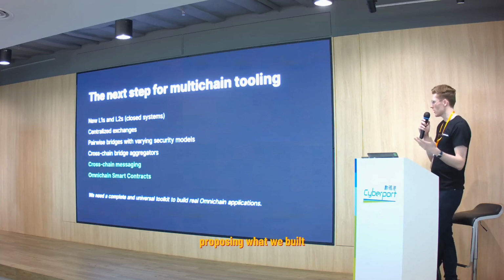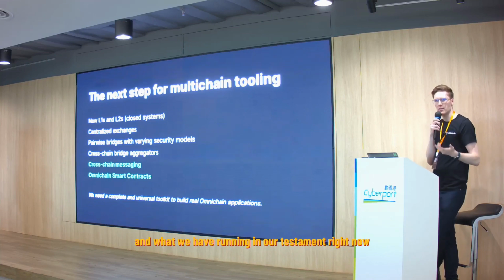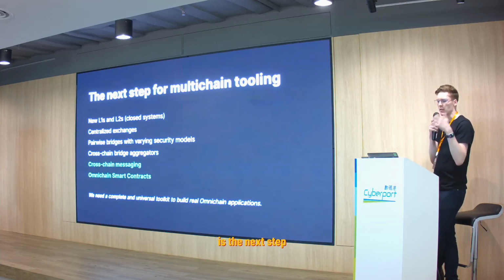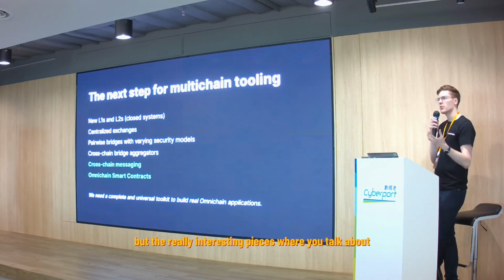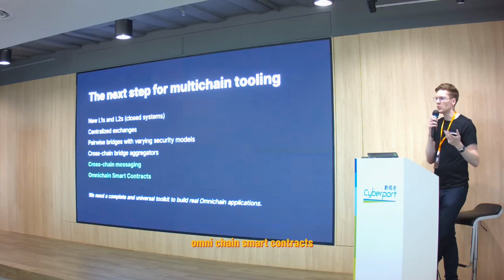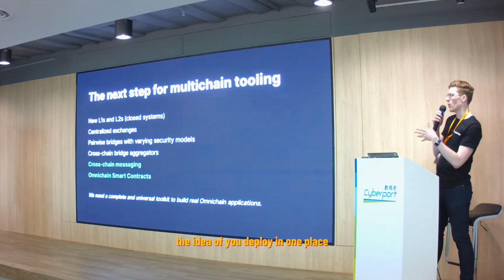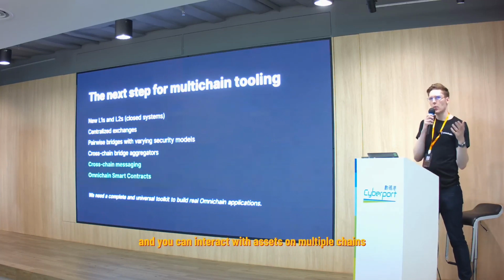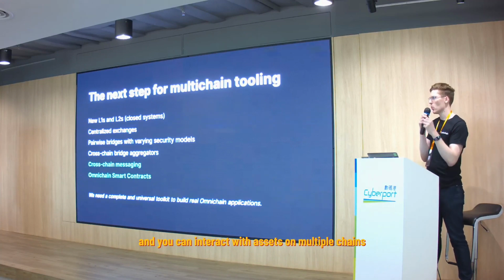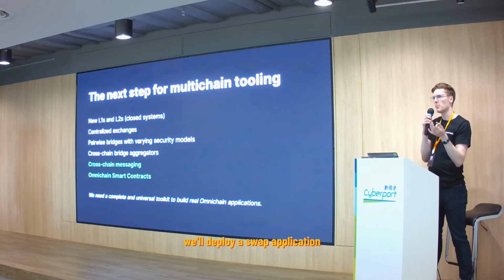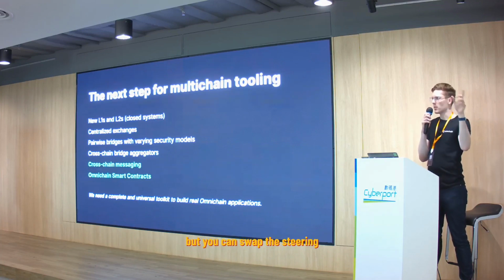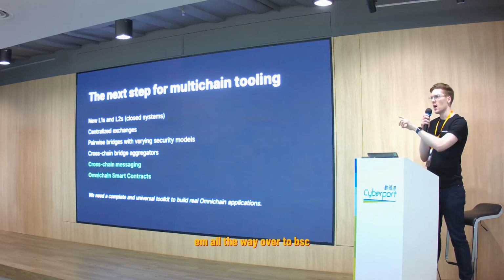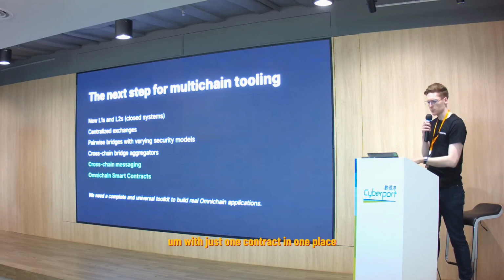So what ZetaChain is proposing, what we've built, and what we have running in our testnet right now, is the next step. We support cross-chain messaging, but the really interesting piece is omni-chain smart contracts: the idea that you deploy in one place, and you can interact with assets on multiple chains. So what we'll do today is deploy a swap application, where you deploy the contract in one place, but you can swap Ethereum all the way over to BSC with just one contract in one place.